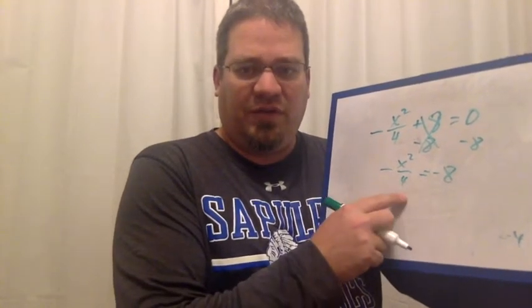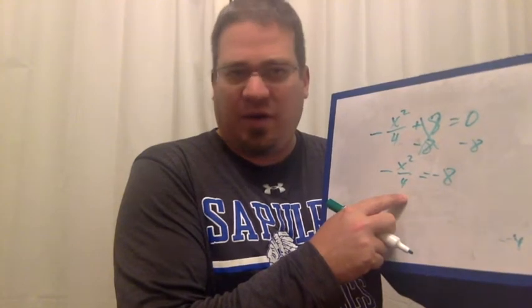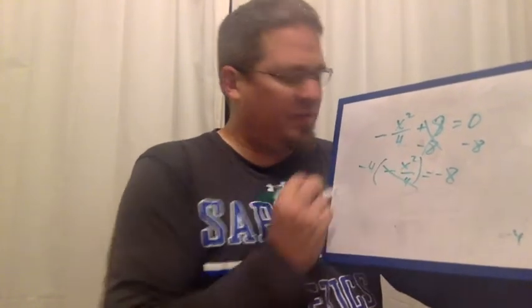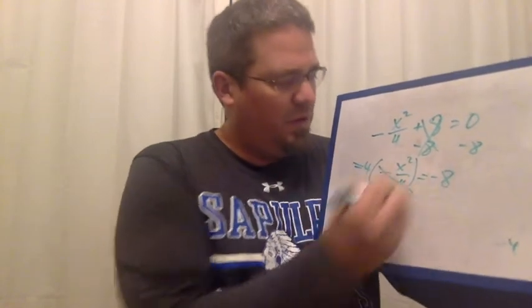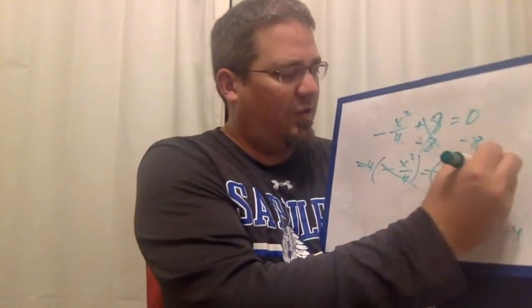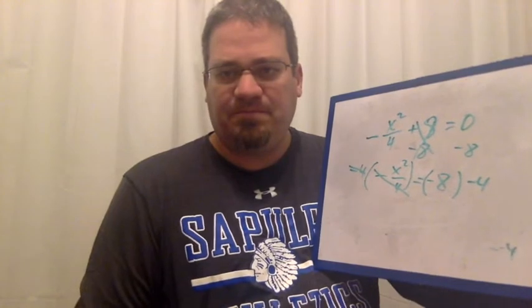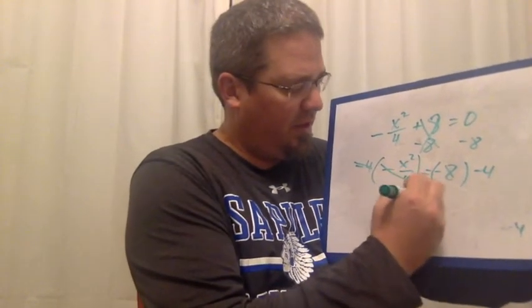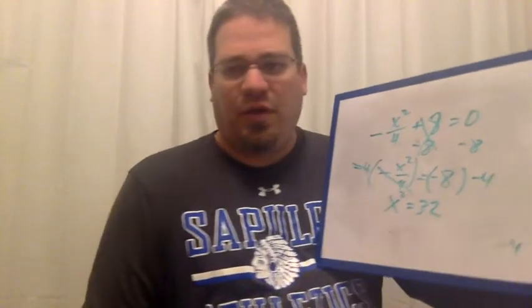So if this is dividing by a negative 4, how do I get rid of it? I simply multiply both sides by negative 4. That cancels out the negative in the 4. But if I do it to one side, I have to do it to both sides. Okay, so then I'm left with x squared equals 32.